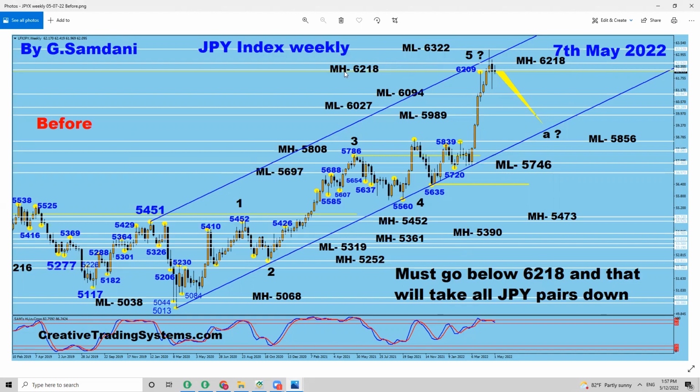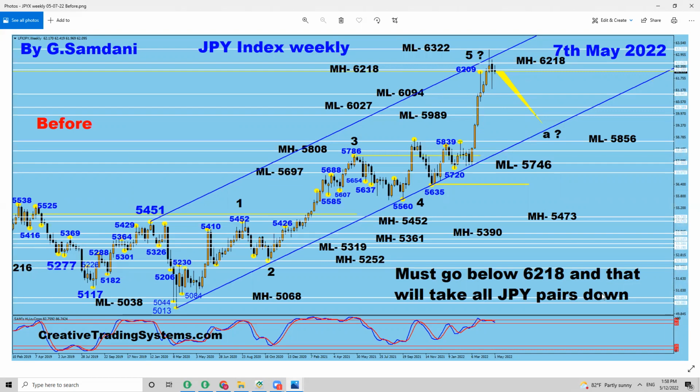My number is a little bit off. I think 62. Now, 62.18 is not this one. This is the one right here. You can see 62.18. I forgot to remove this other line, it is something else, but I forgot to change it. So anyway, 62.18, we go below and we will go down. And what will happen? All yen pairs will be going down.